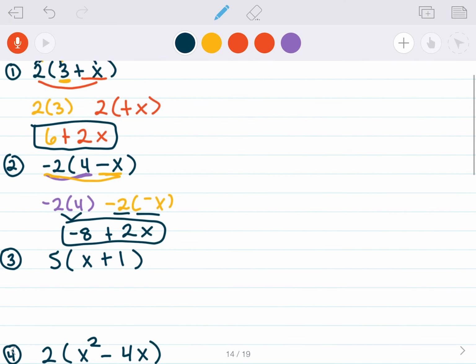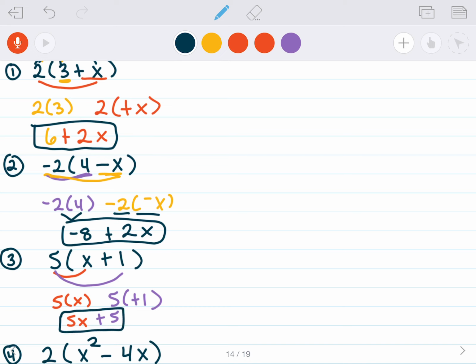Let's do another one. So we have 5 times x, 5 times positive 1. 5 times x is just 5x. We can write it like that. 5 times positive 1 is a positive 5. Okay, so that's our answer there.